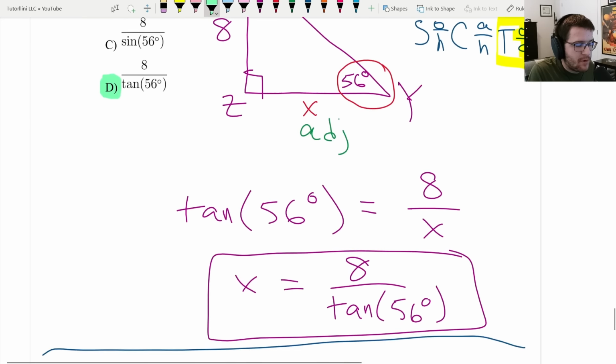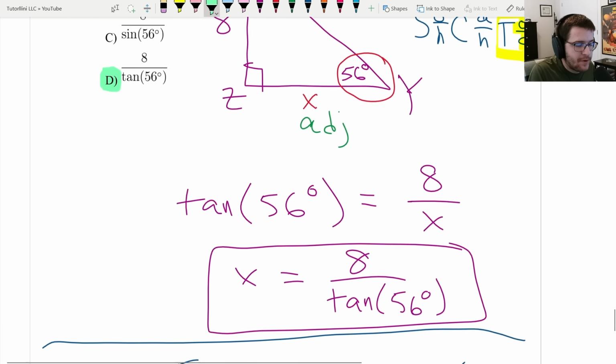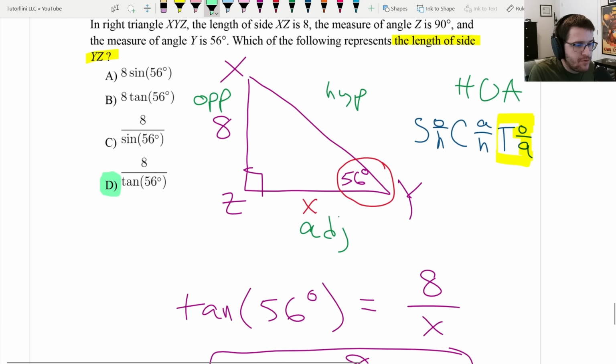You definitely want to make sure you circle the angle that you're focusing on, and then you want to label the sides: opposite, hypotenuse, and adjacent. You should label those so that you can quickly figure out which trig ratio you need to use. For this one, we use tangent because we had opposite and adjacent labeled.